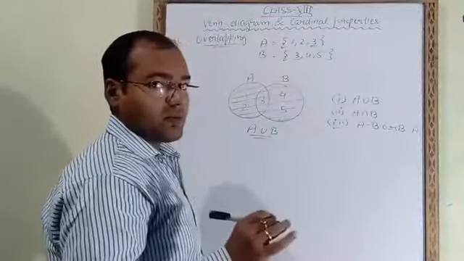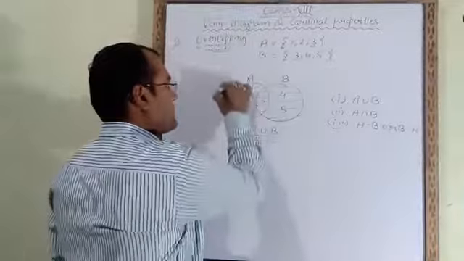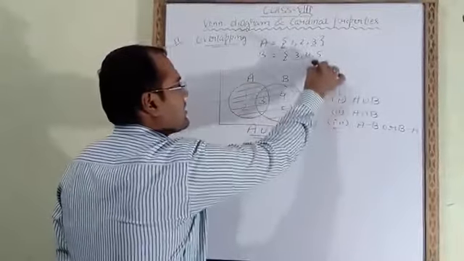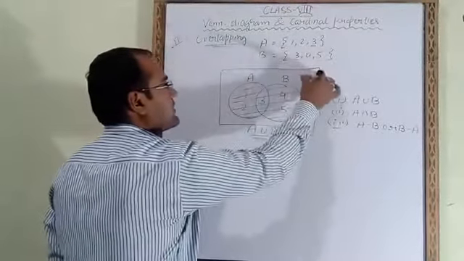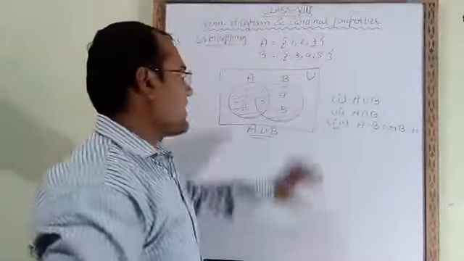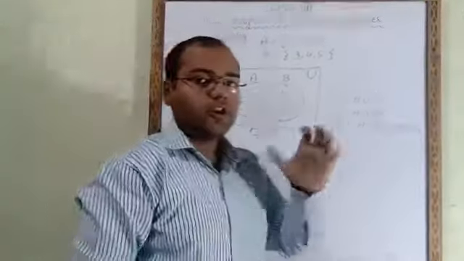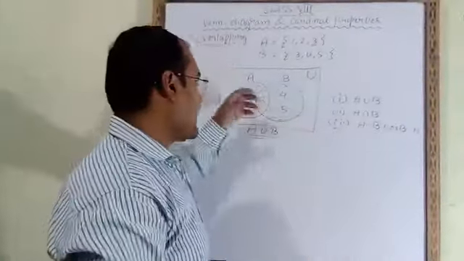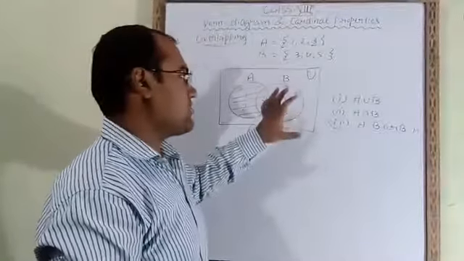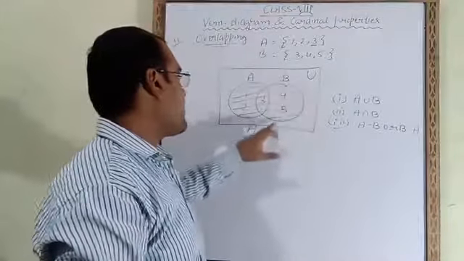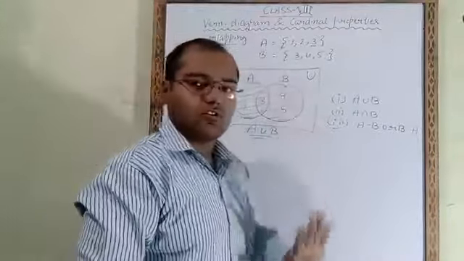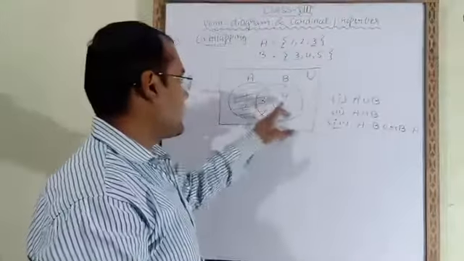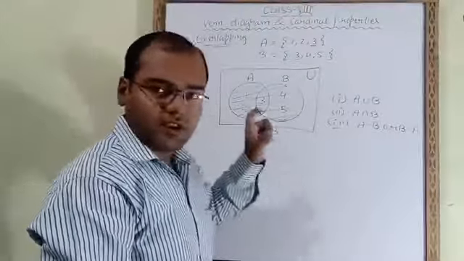One more thing you have to remember: the universal set. If we take this whole figure in a rectangular box, then here we write U. That means this rectangular box is for the universal set. In the universal set, A elements will also be there, B elements will also be there, and the outside part will also come in the universal set. So this shaded part we have shown for A union B.